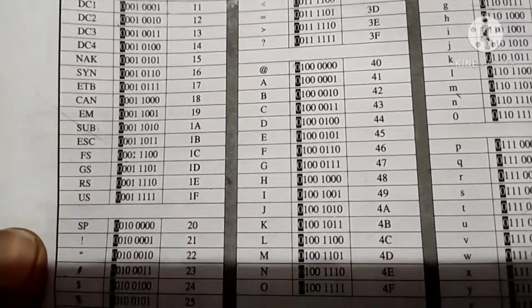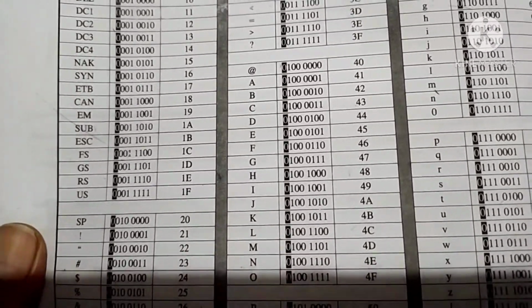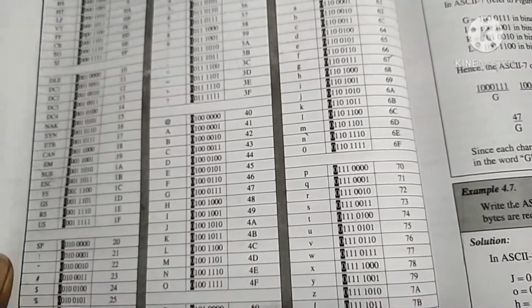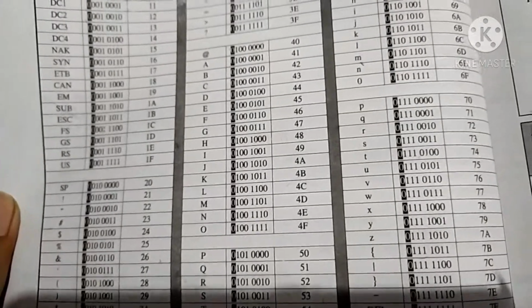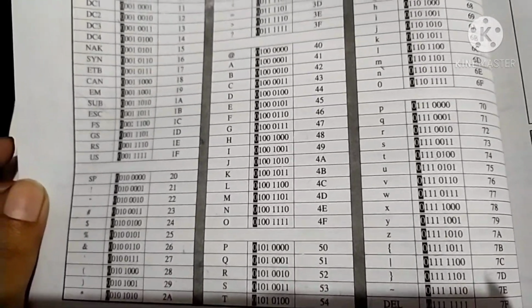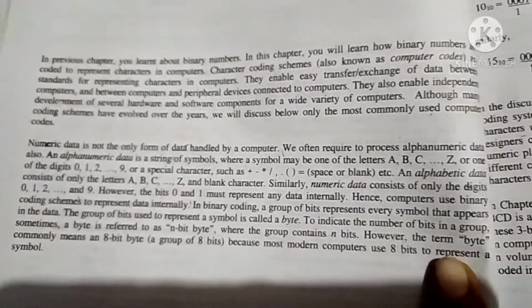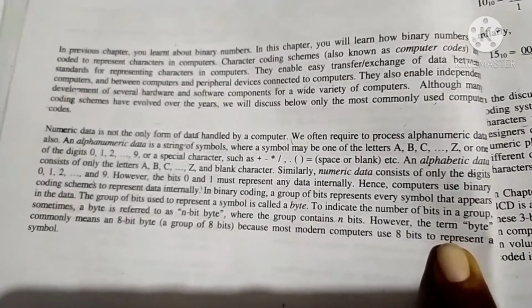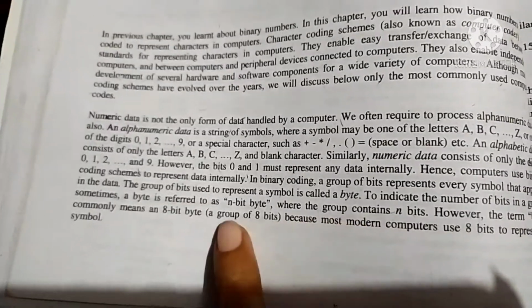For the capital letter A, you have 01000001. This is the kind of machine language that the system uses. It converts every piece of information that you enter through the keyboard into this kind of 8 bits. That is what is given here. That combination of 8 bits is called a byte.